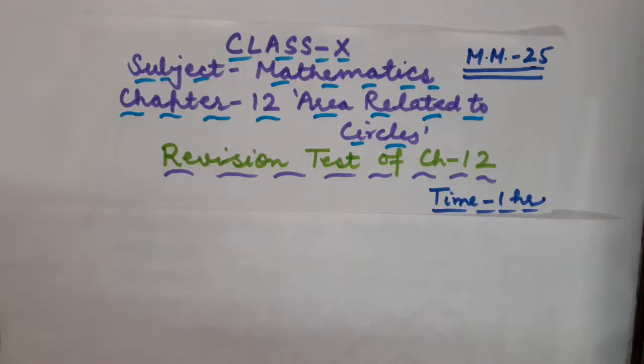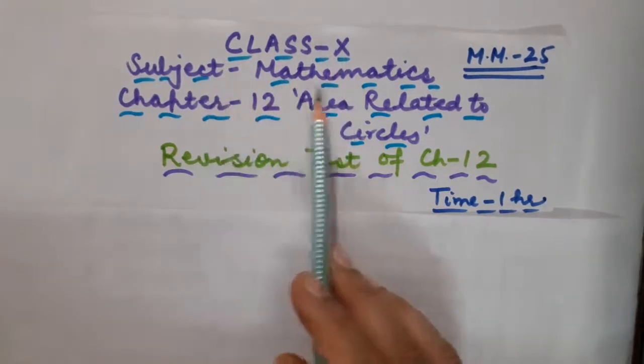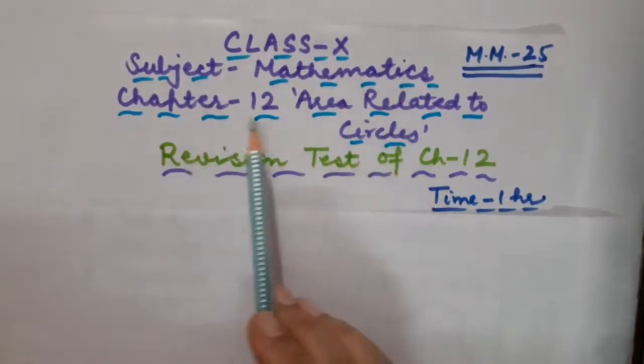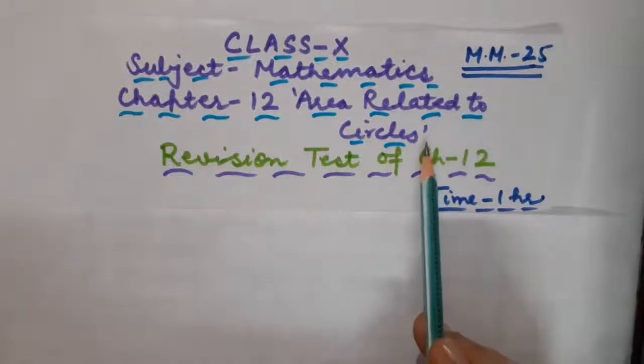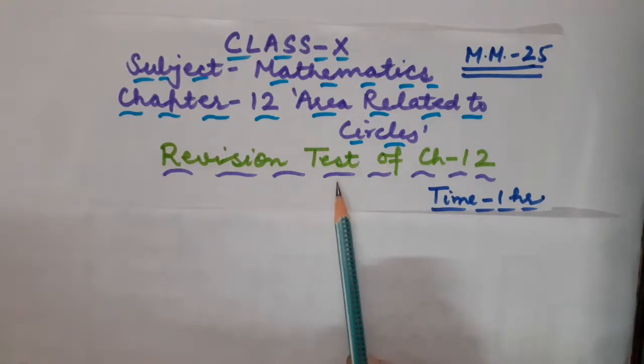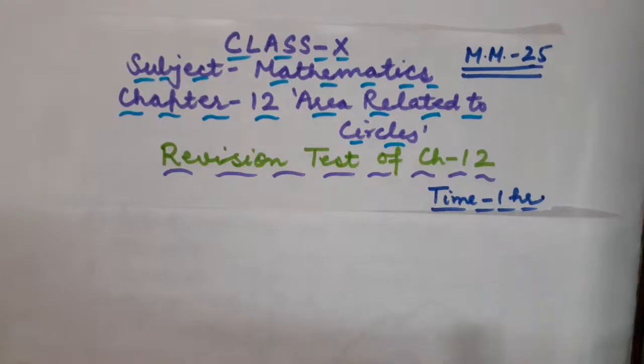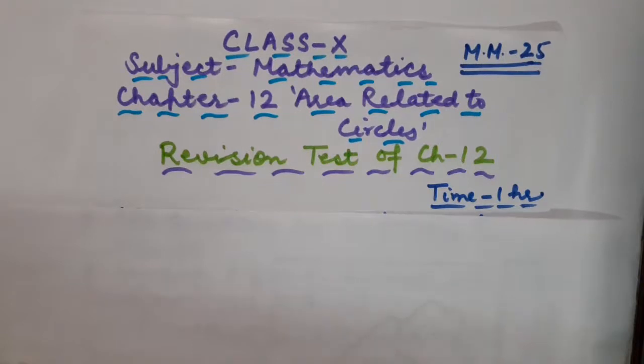So children, let us start today's mathematics class. This is class 10th, subject mathematics, chapter number 12, area related to circles. Children, today through this video, I am going to show you your test paper of chapter number 12, area related to circles. But before I show you your question paper, let me give you a few important instructions which are very important for you to listen to.